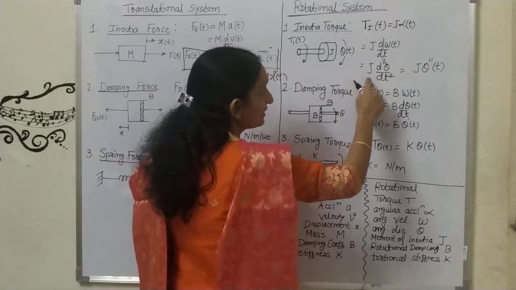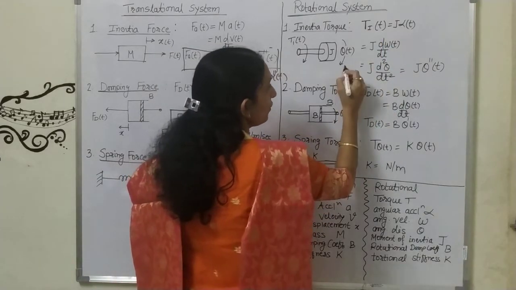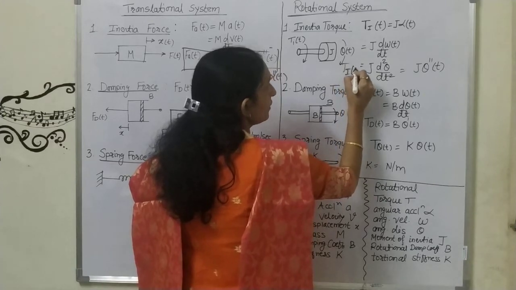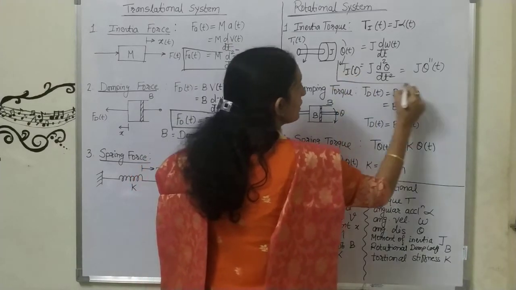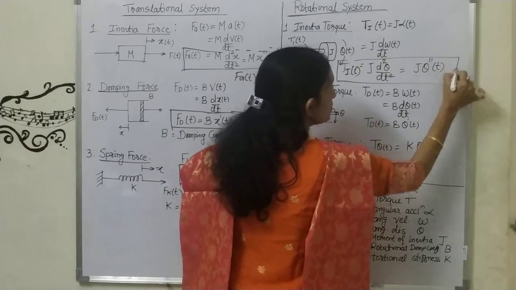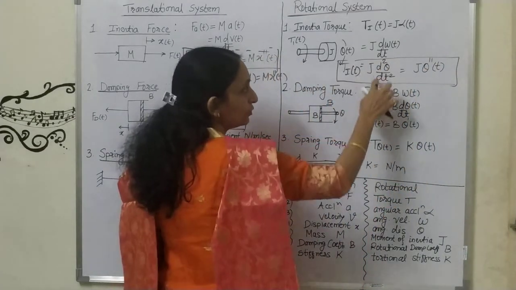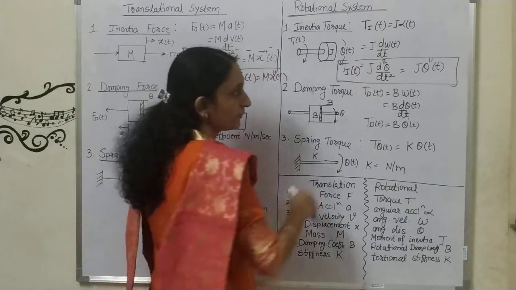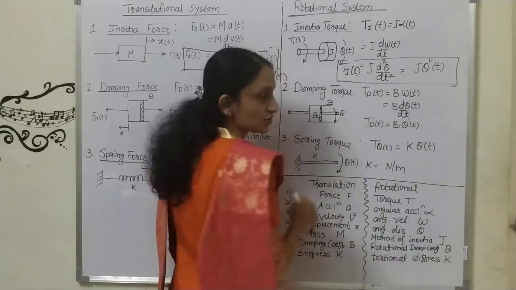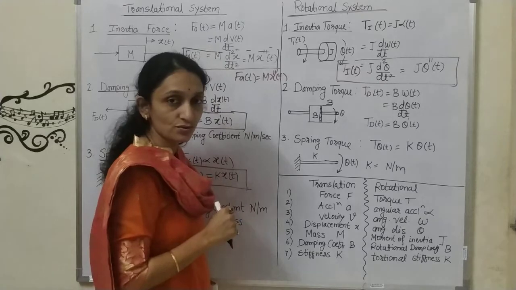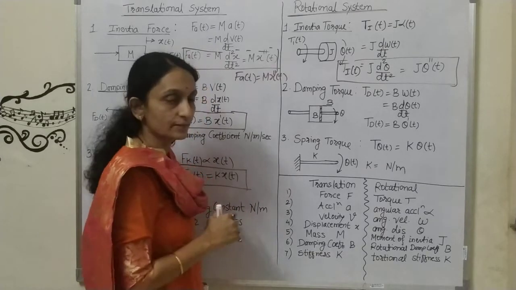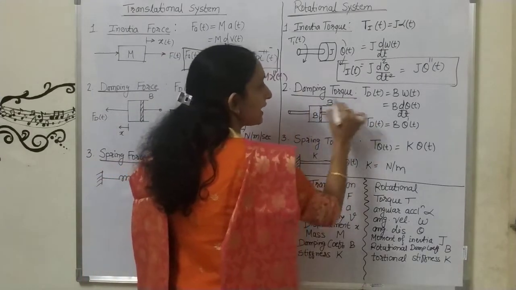So you can write this expression Ti of t is equal to J theta double dash of t, d2 by dt square. Okay, so J theta double dash of t. So this is the first force in rotational system. Now the second force is damping torque.